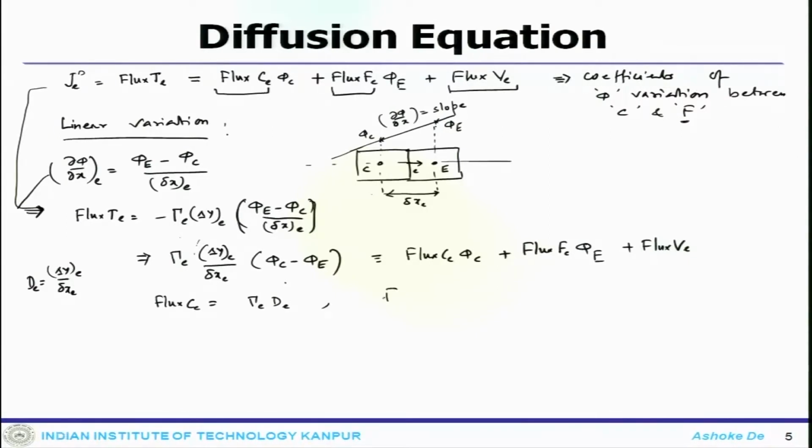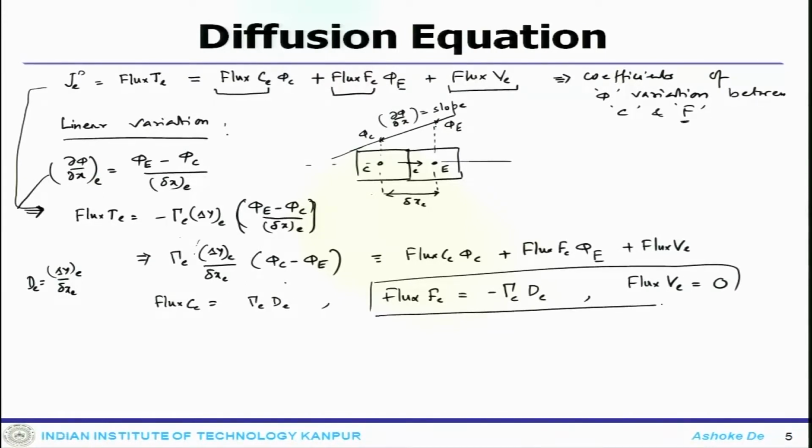Similarly, flux F e equals minus gamma e d e, and the third one, the flux V e, is 0. So, this is what you get as the coefficients. So, once you get that, then you got these things.